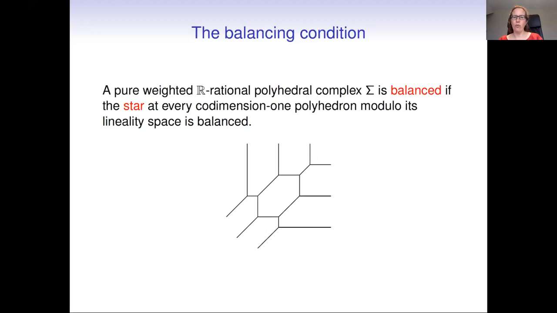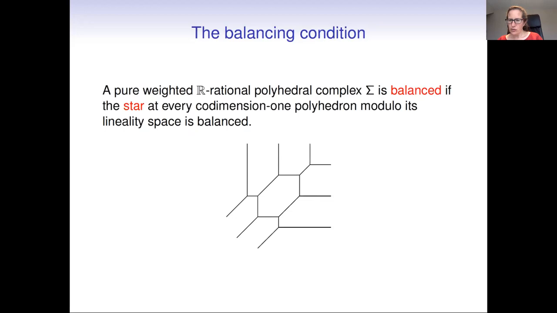Question: should the weights be integers? If we start with a variety, as I'll explain, there are natural positive integers that we'll take as weights. In general, you could ask what the possible weights are that make something balanced, and for those who know toric geometry, that turns into a question about a Chow group of a toric variety.